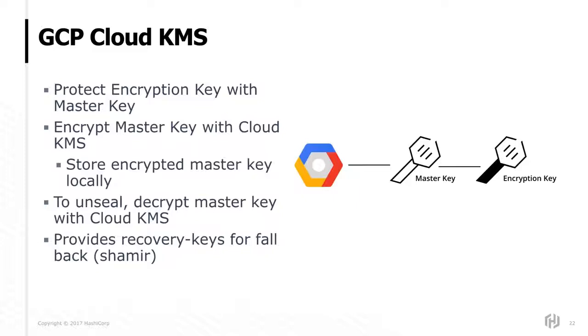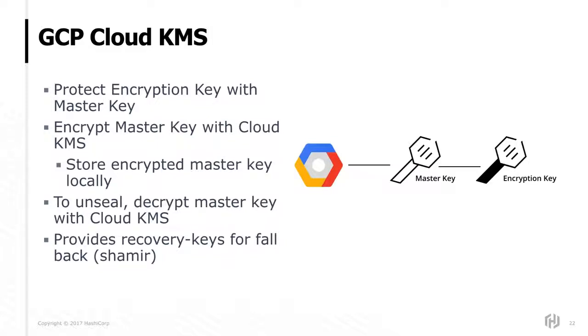And so with GCP Cloud KMS Auto Unseal, it works in a somewhat similar way. We still create an encryption key, protect it with a master key, but then instead of sharding it, we encrypt that master key with Cloud KMS. We store the encrypted key locally, and then when unseal needs to happen, it just simply takes that encrypted master key, decrypts it through Cloud KMS, and then we're able to use that master key to decrypt the encryption key and decrypt the rest of the vault.